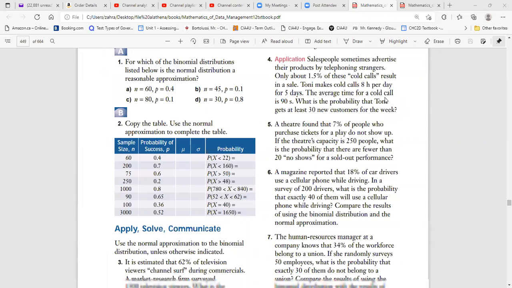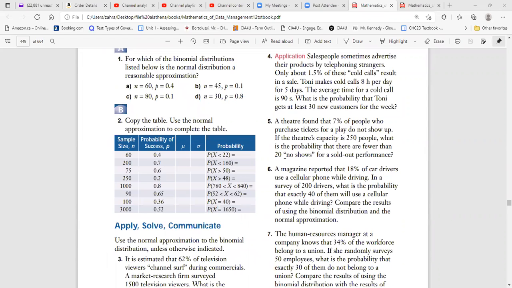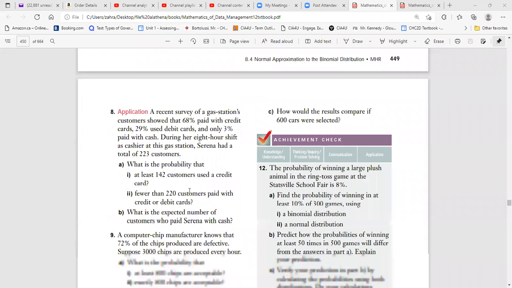Okay, for practice, you can try question numbers 4, 5, 6, and 8.